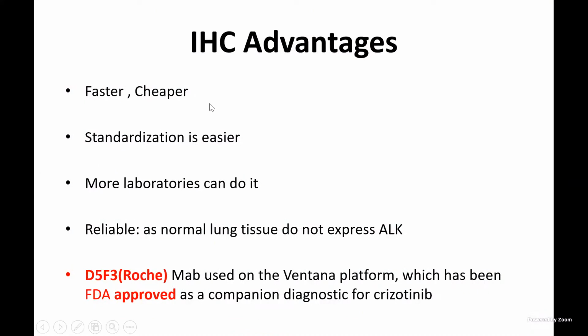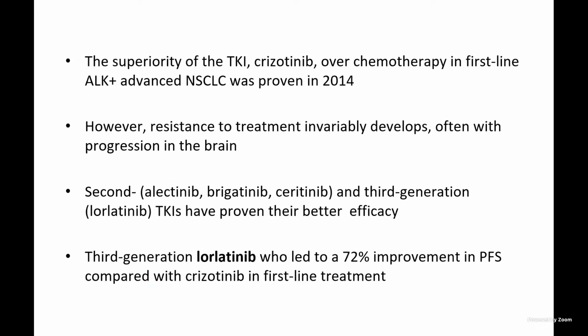Immunohistochemistry definitely has advantages: it's faster, cheaper, standardization is easier, and more laboratories can do it. It's also reliable, as there is no false positive result because normal lung tissue does not express ALK. And D5F3 is the monoclonal antibody used on the Ventana platform, which has been FDA approved as a companion diagnostic.